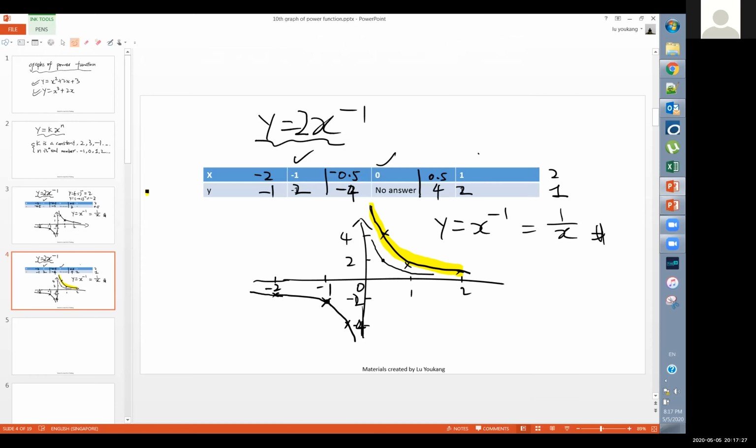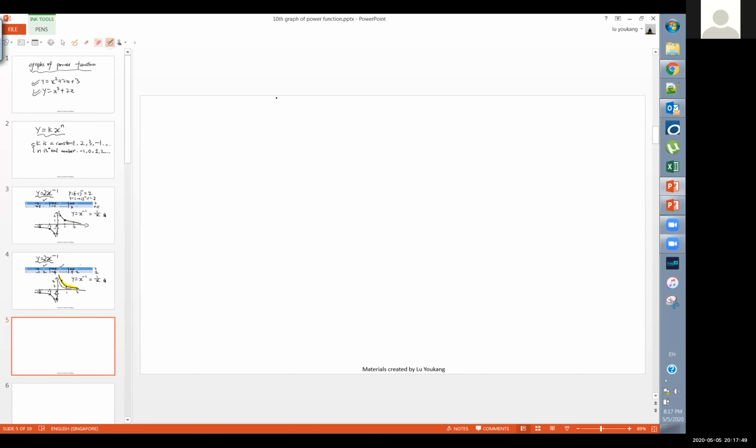How do you graph it? By establishing a table. Once you establish the table, then just graph it accordingly. So if you can manage with a -1, right now let's try a 2. So my understanding is, it's a curve. Definitely, it's a quadratic curve.